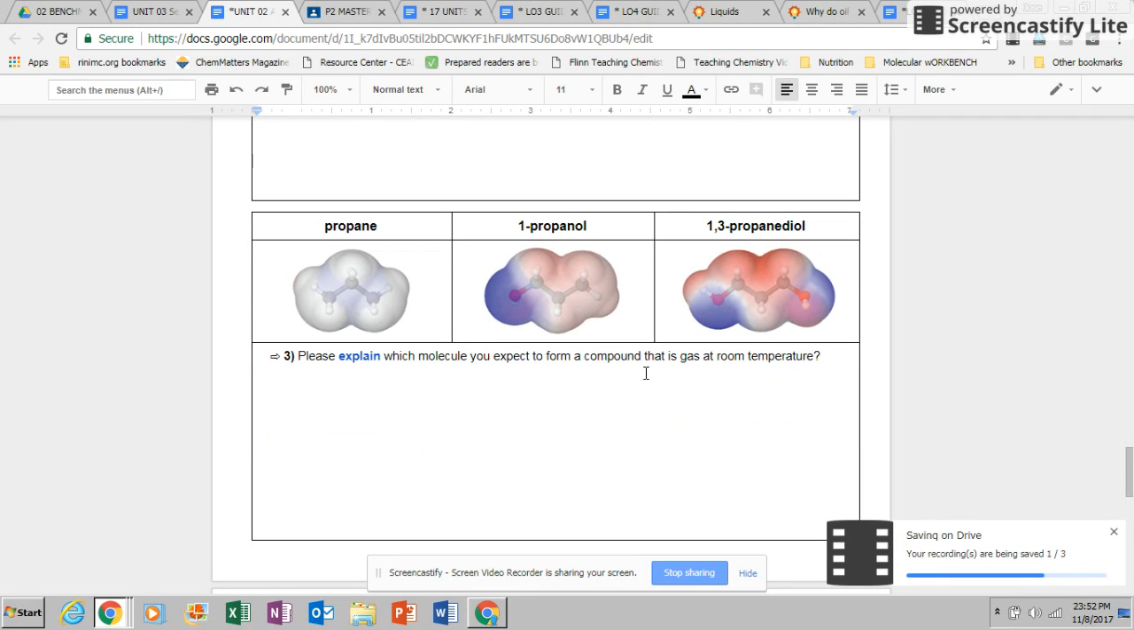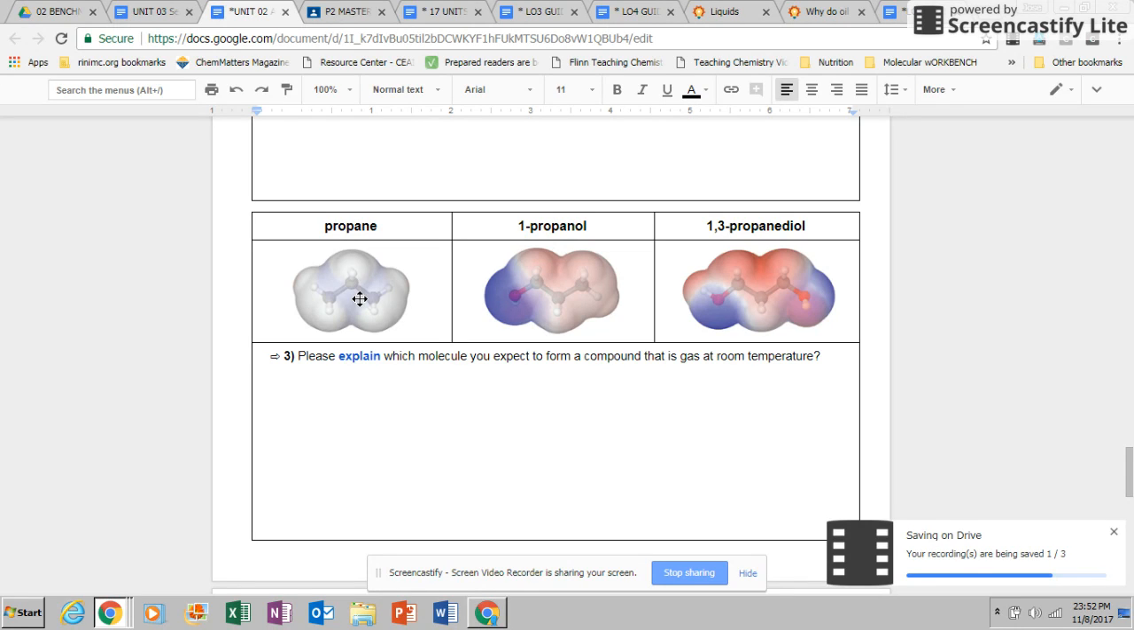Which molecule do you expect to form a compound as a gas at room temperature? And it would be propane, because again, molecules that have permanent charges are either going to be liquids, and if they're big enough, they can be solids. So this one is closer to becoming a gas than this one, because it's smaller and it has less blue and red on it. So this one is out of the question.